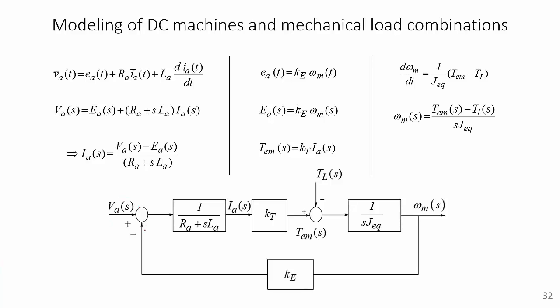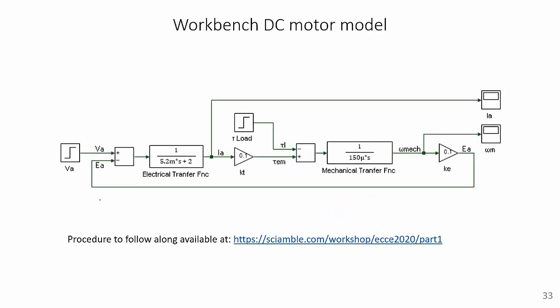The difference between the input voltage and the back EMF is passed through the 1/(sL+R) transfer function to obtain the armature current Ia. The armature current Ia is scaled by the torque constant Kt to obtain the electromagnetic torque. The differential torque is integrated by 1/(sJ) to obtain the motor speed omega m, and omega m is scaled by Ke to obtain the back EMF. So this completes the loop where an applied terminal voltage would generate some particular speed based on the load torque that's applied. So let's implement this model using Workbench.